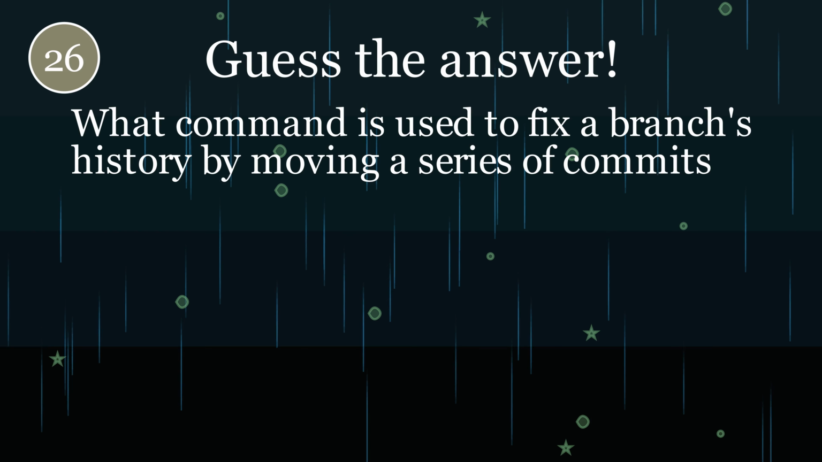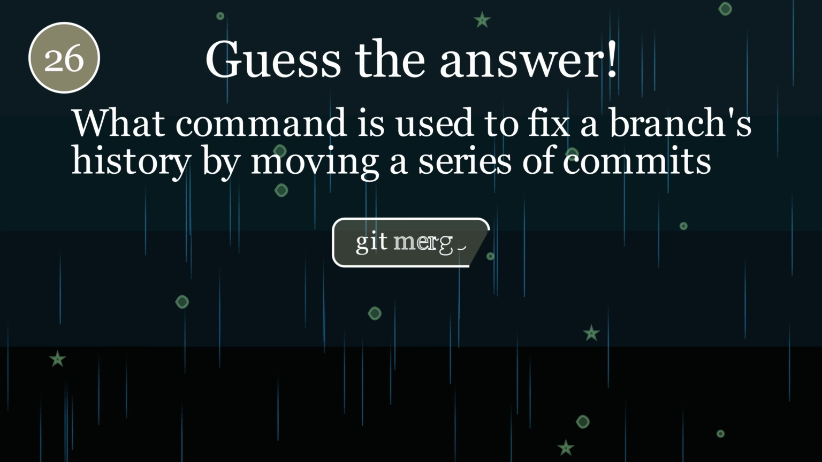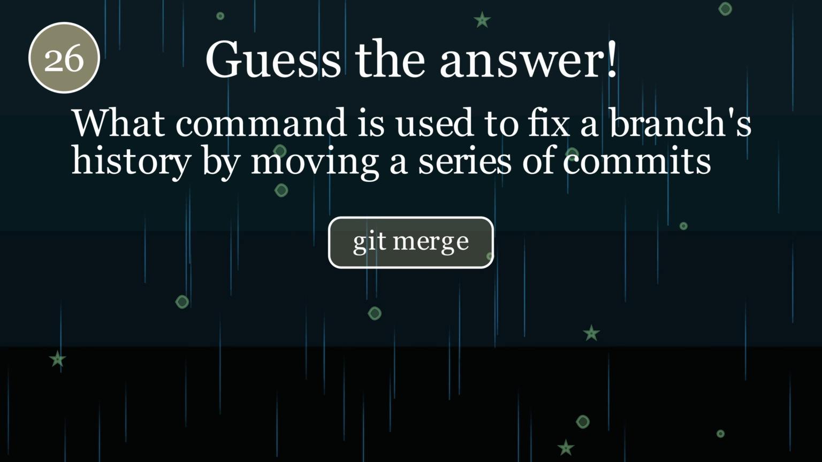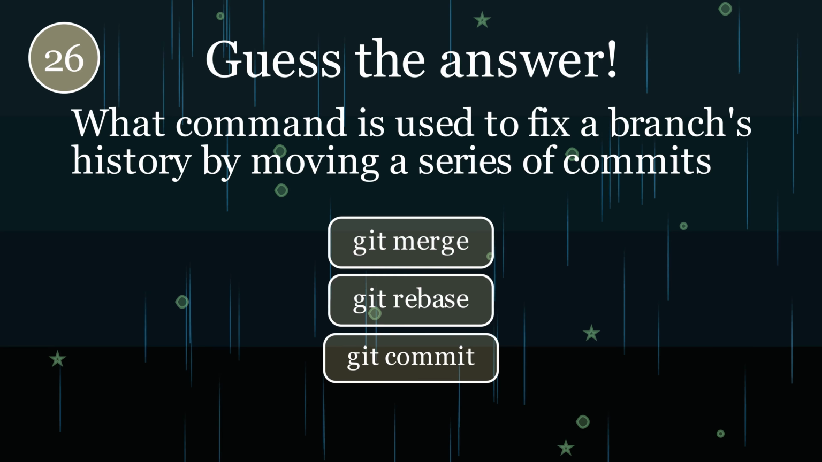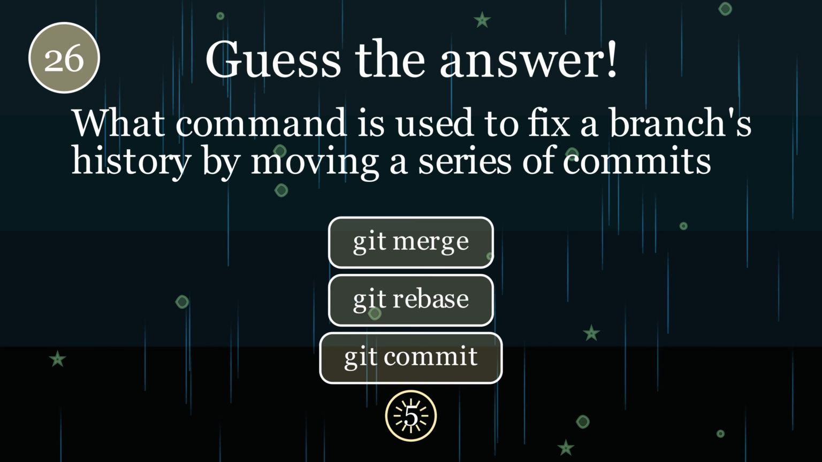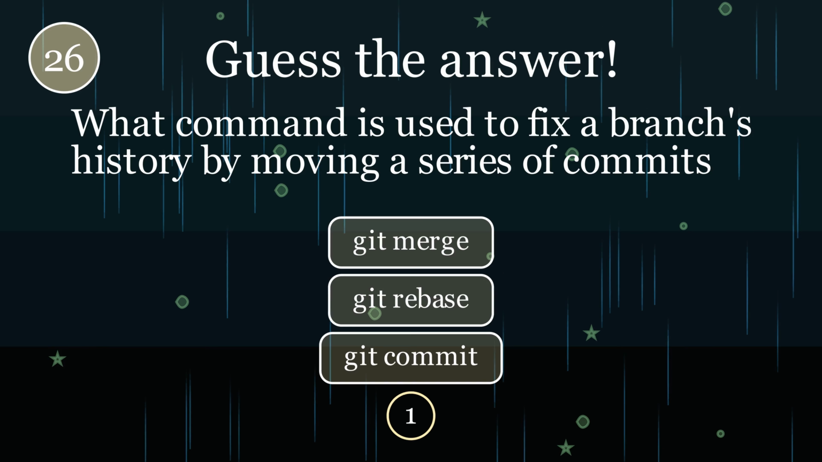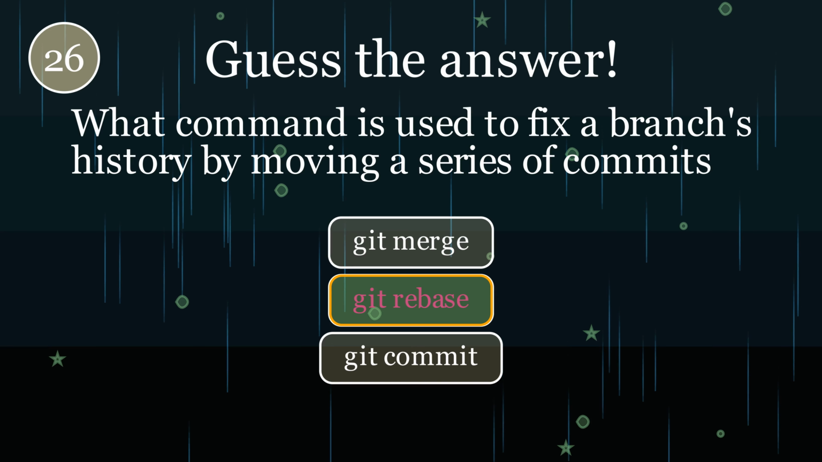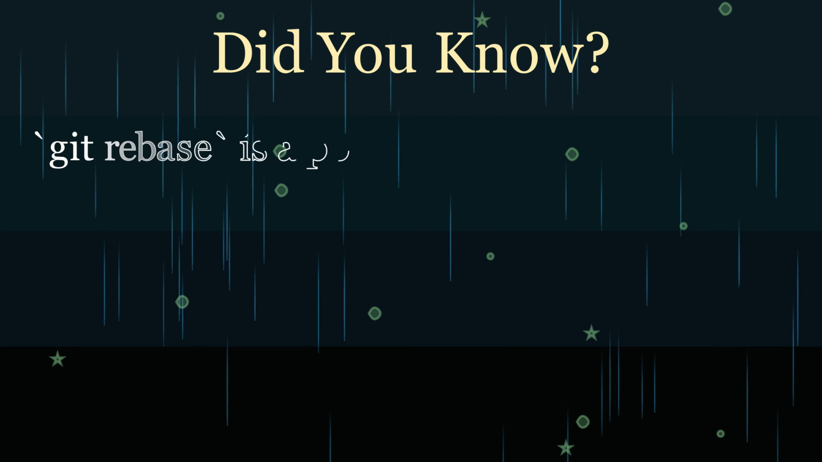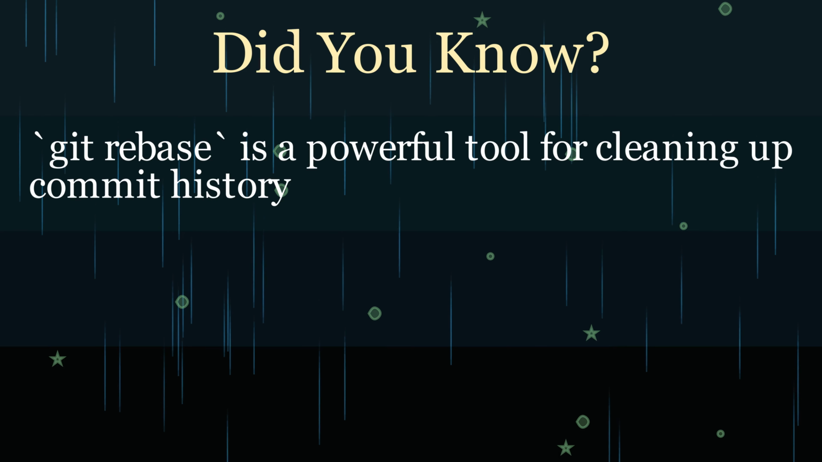What command is used to fix a branch's history by moving a series of commits? Git merge. Git rebase. Git commit. The correct answer is git rebase. Let's learn something new. Git rebase is a powerful tool for cleaning up commit history.